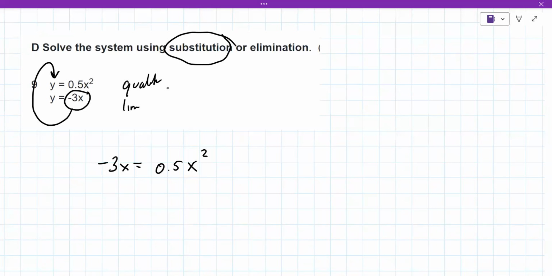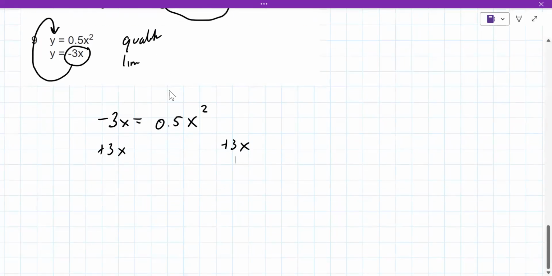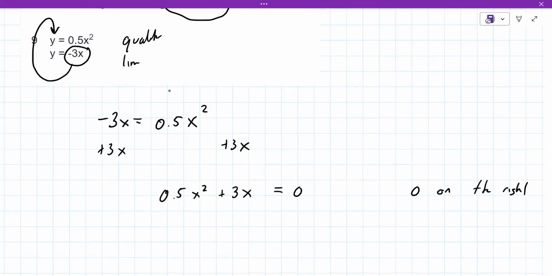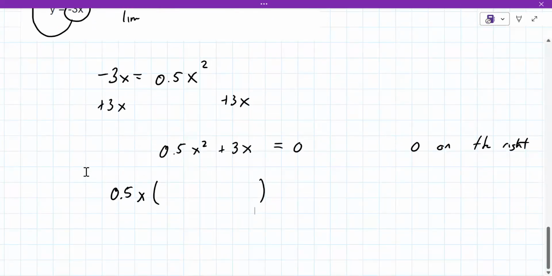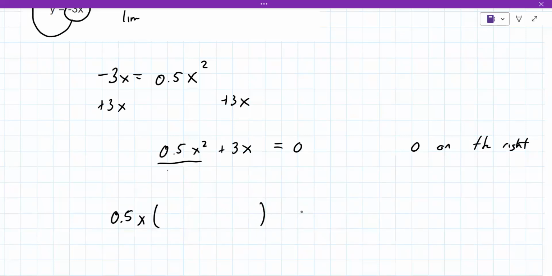Okay, now I'm going to add 3x to both sides. All right, so this is 0.5x squared plus 3x, and I'm going to put the 0 on the right. That's okay. It's totally allowed. Now we can factor out, and this is a little bit uncomfortable because it's always weird when it's in decimals, but we can actually factor out a 0.5x from both of these. Okay, and so we're literally dividing each of these by 0.5x.